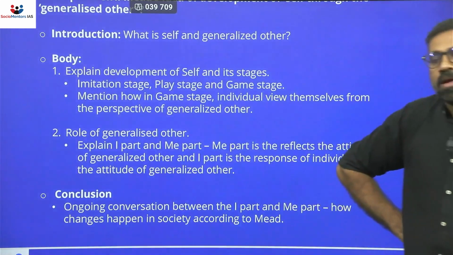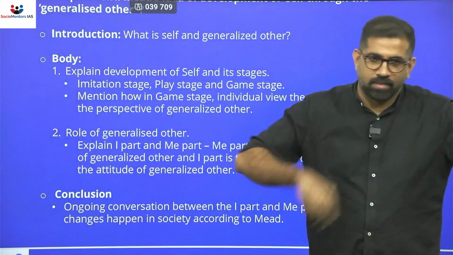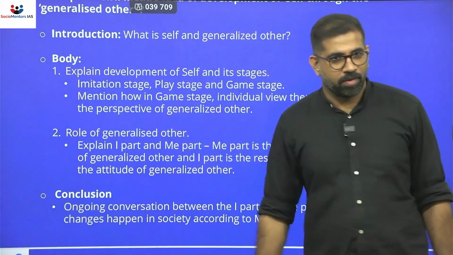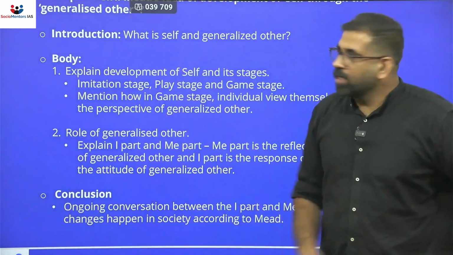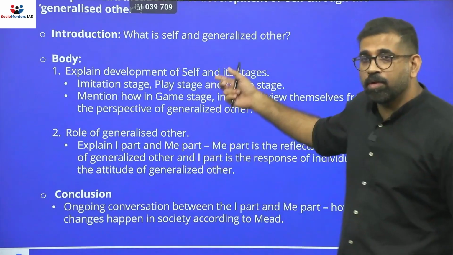It is the collective social values and norms and everything. That is actually generalized other. It is society. So you have to explain what is self as well as what is generalized other in the first part. And when it comes to the body, you have to explain the development of self.